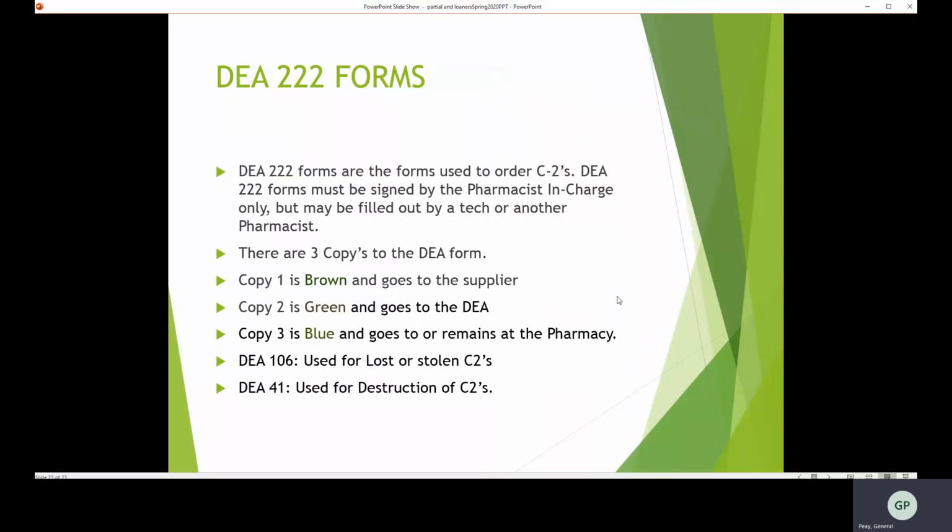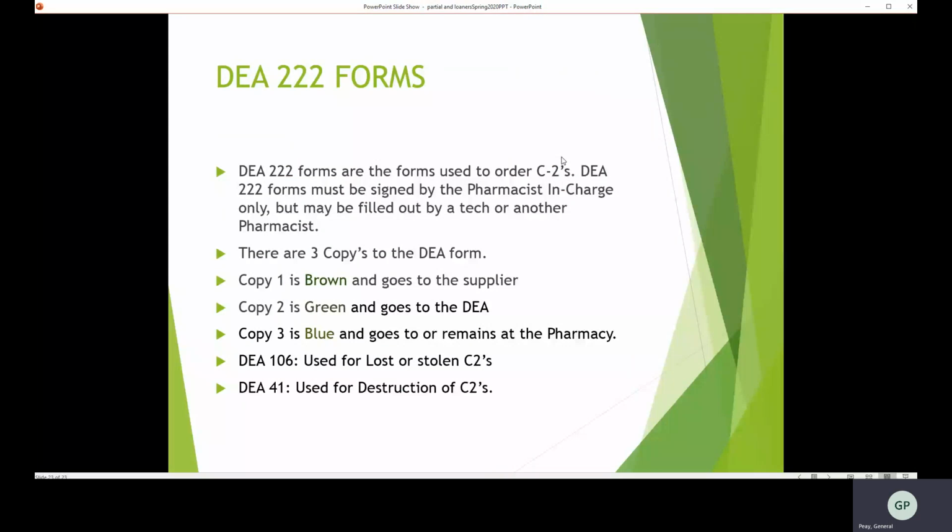Finally, the last thing I want to talk about that I want you to get familiar with, and I'll send you a copy of what this actually looks like on paper. You've got DEA 222 forms, and the PTCB usually likes to ask questions about them. It's very simple. DEA 222 forms are needed to order C2s.